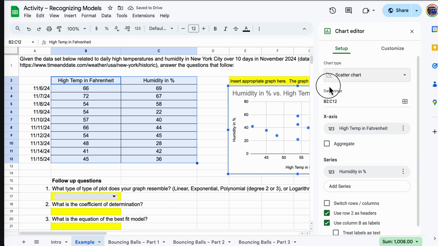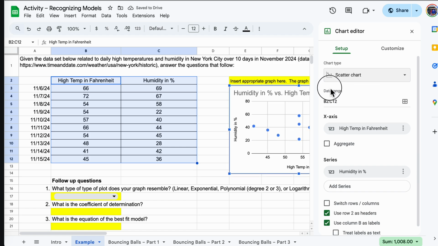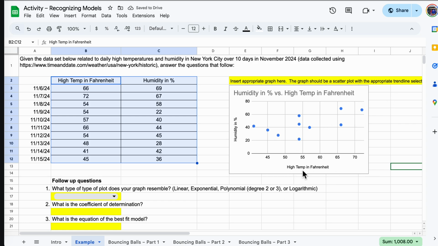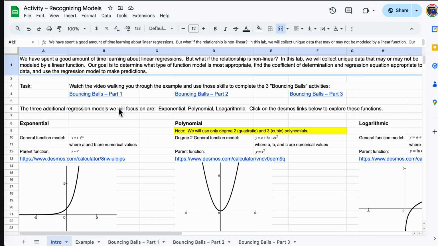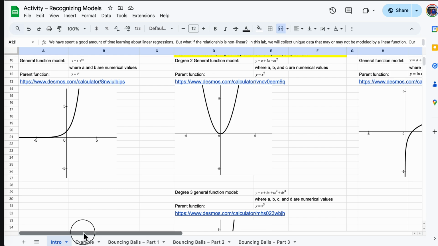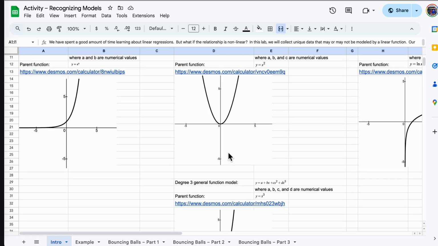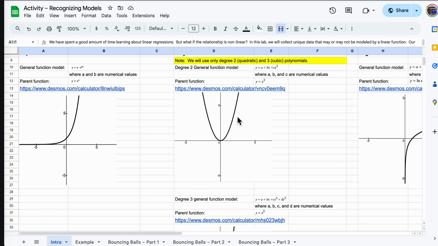Now, based off of the instructions, I need to make a determination of what type of model would be most reasonable among these choices. So I'm noticing a downward tilt followed by an upward. If I look at my different possibilities in the intro tab, I have exponential, degree 2 polynomial, log, degree 3 polynomial. The only one I could kind of make a case for would be the degree 2 polynomial.